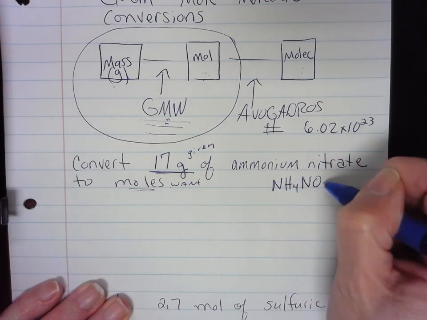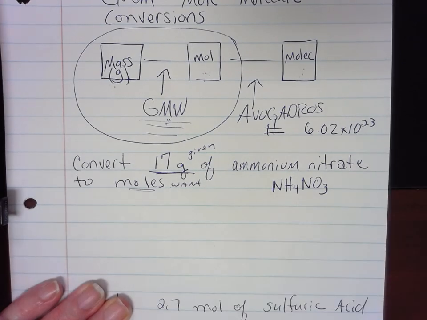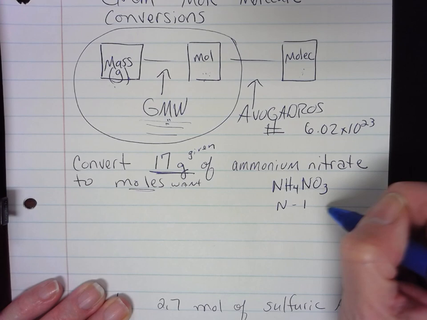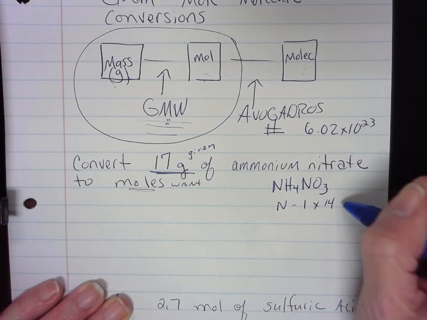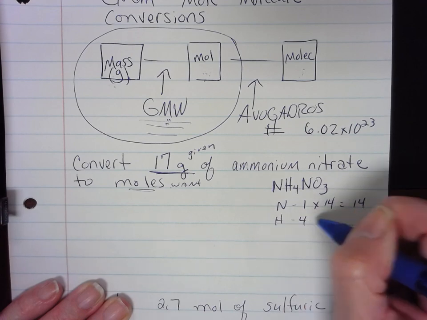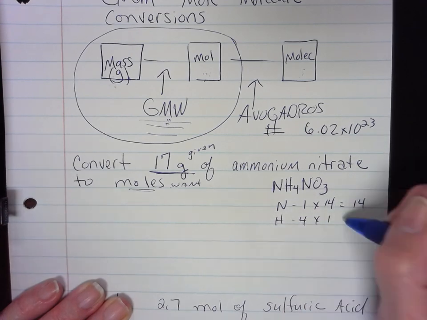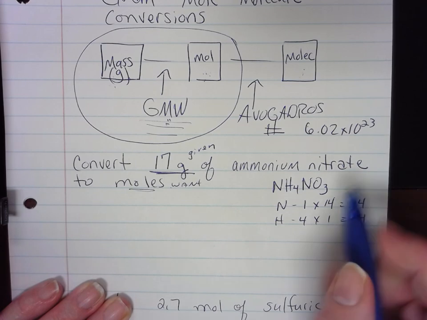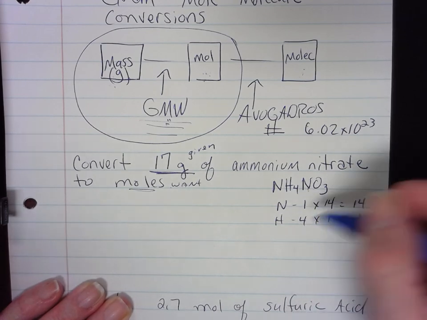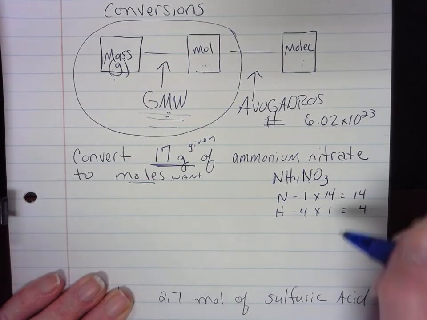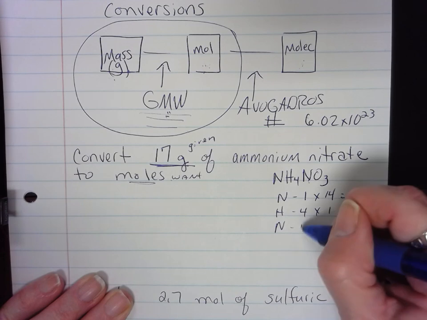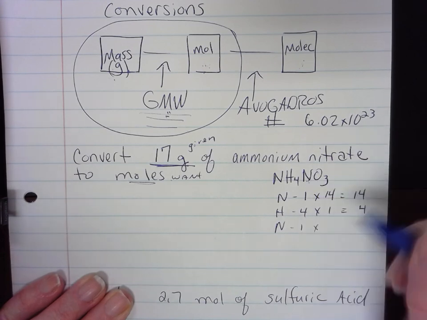NH4NO3. Okay, so nitrogen, I have one of them times 14 grams per mole. Hydrogen, I've got 4 of them times 1 gram per mole. I have this nitrogen here, so I lied to you. I've got 2 nitrogens, so I'll just do it separate. One of them here, but I could have said 2 times 14 to give me 28 up here.